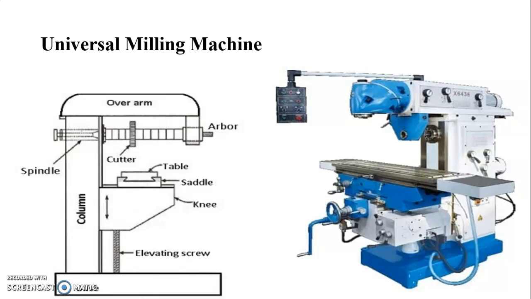The universal milling machine consists of a number of parts such as base, column, knee, saddle, table, overarm, arbor, brace, and spindle.